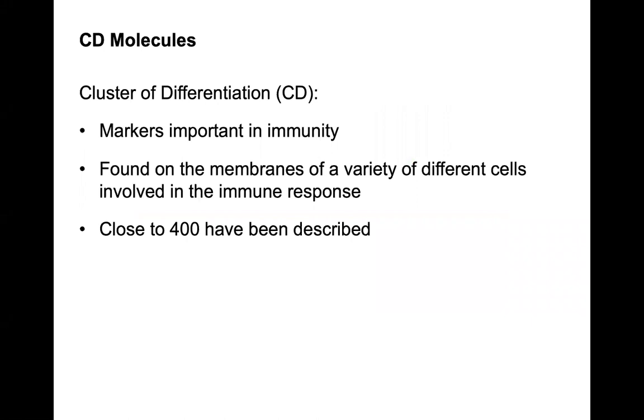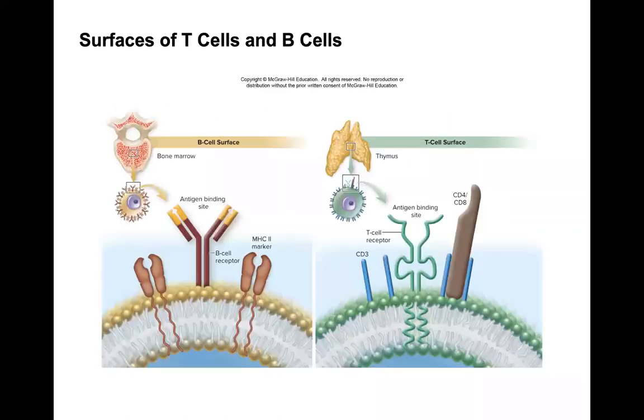We also have CD molecules, or cluster of differentiation molecules. That's what CD stands for. These are markers important in immunity. They are found on the membranes of a variety of different cells involved in the immune response. And over 400 different CD molecules have been identified.